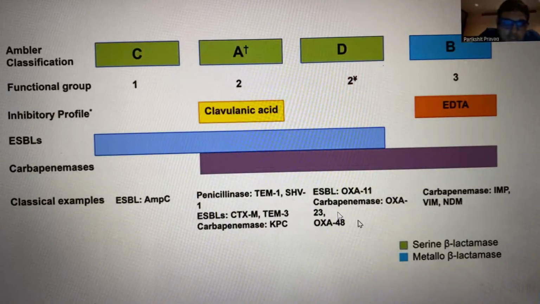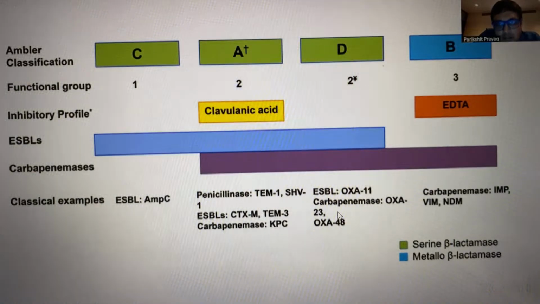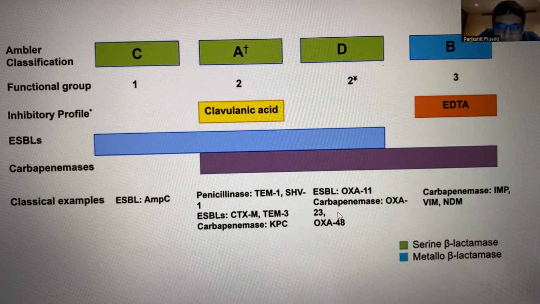A more formal way of structuring or classifying these enzymes is Ambler's classification. As you've heard so far, Ambler's classification talks about different classes A, B, C, and D. Out of these, we have carbapenemases in class A, B, as well as D. Now, B is different because these are metallo-beta-lactamases. The other 3 classes are serine-beta-lactamases. I'm not going to be talking about class C because that class mainly contains AMC enzymes.